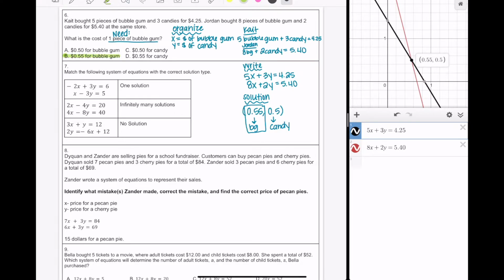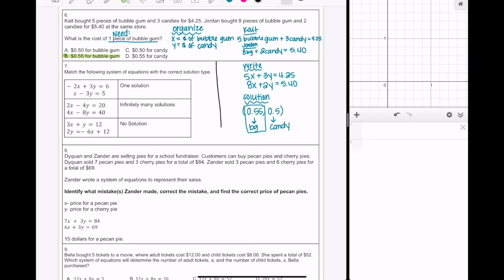All right, number 7, match the following system of equations with the correct solution type. For number 7, I'm going to draw a line to box this off, so this goes with the other equation. We are just going to type these into Desmos and see: do they cross once, none, or are they the same line?